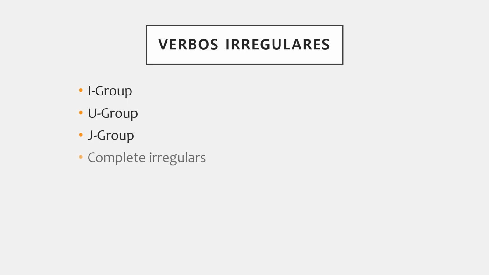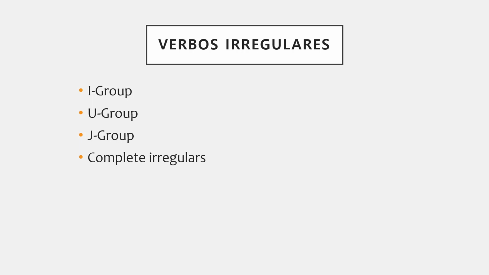But the truth is that we can group them into three main groups, or patterns, that exist when we conjugate them in the preterite. These groupings are based on the thematic vowel or consonant: an I group, a J group, and a U group. There are also a couple of irregulars that do some really funky things in the preterite, so we'll look at them too.